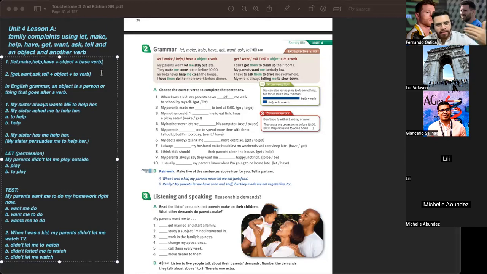Now, if your question is, why do we use to with get, want, ask, tell? I don't know. That's the rule. I didn't make the rule. But just remember, let, make, help, have, base verb. Get, want, ask, tell, to verb.